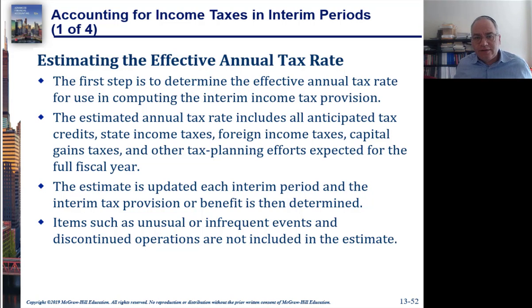Now let's talk about income taxes. And there's a number of steps you've got to take here. The concern here is that you want to allocate your income tax expense over the interim periods, over the quarters. The problem is that income tax expense varies based on a progressive tax rate, and you're not quite sure how much money you're going to earn all year long.